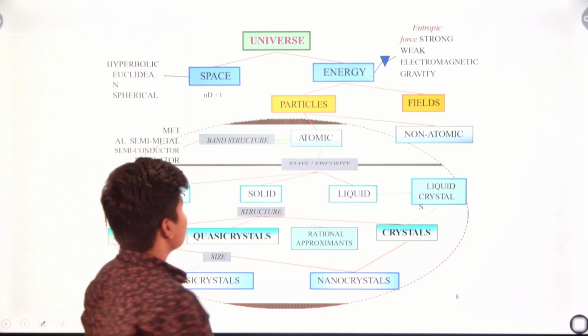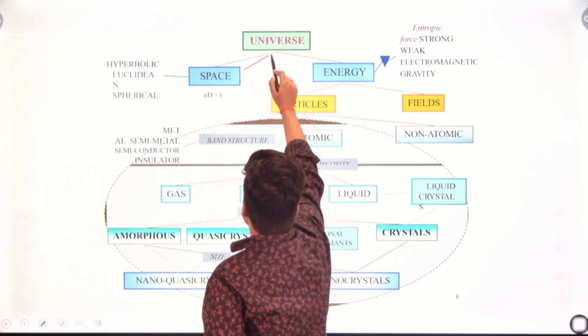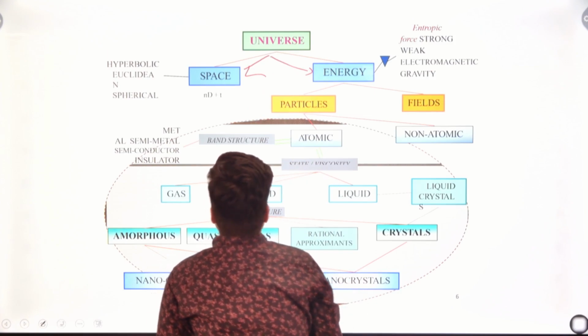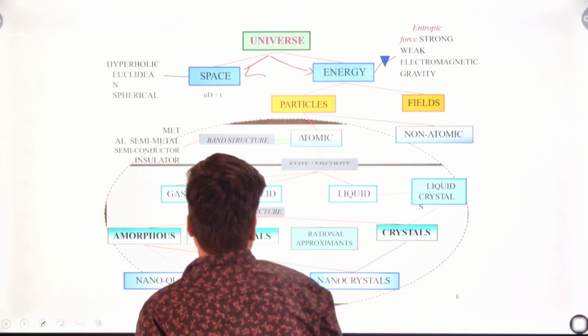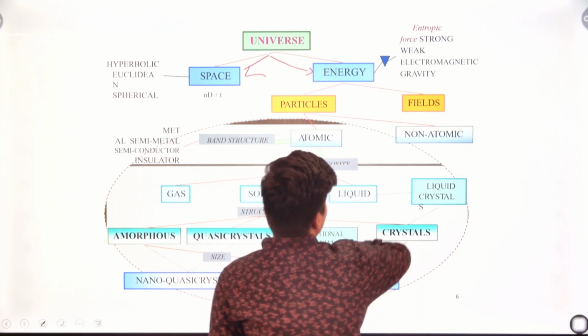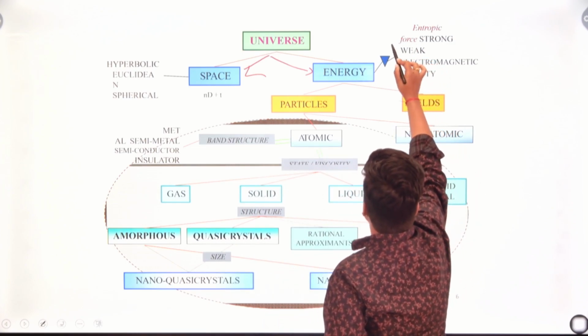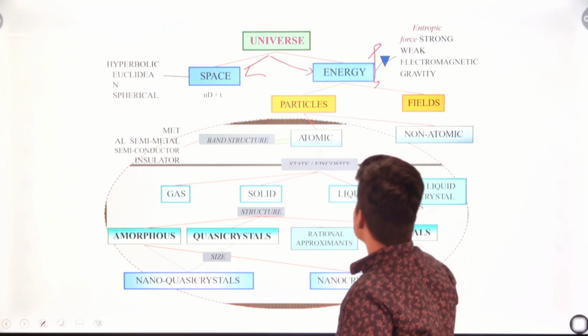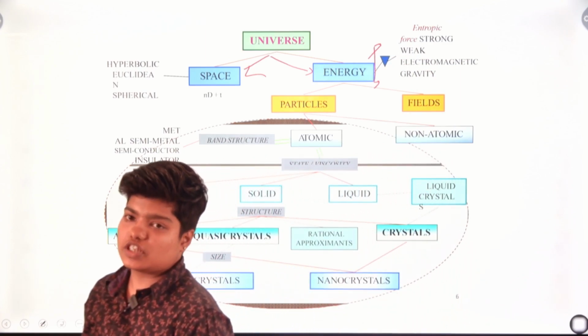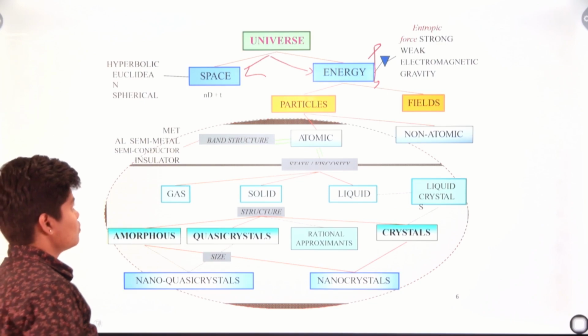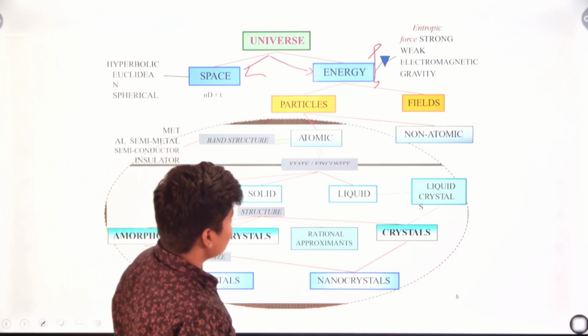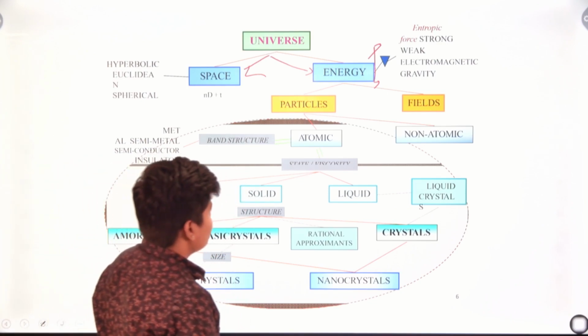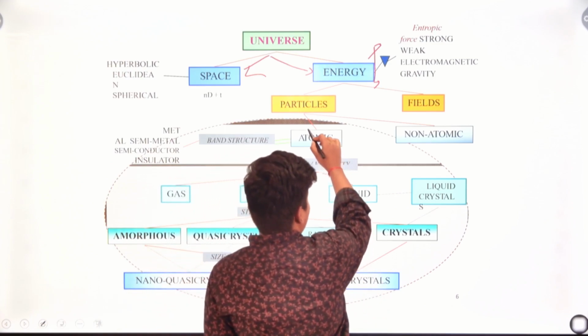Now, the universe is first divided into space and energy. Space can be hyperbolic, Euclidean or spherical. For energy, different entropic forces are there. In terms of force we can divide it into four categories: strong force, weak force, electromagnetic force, and gravitational force.